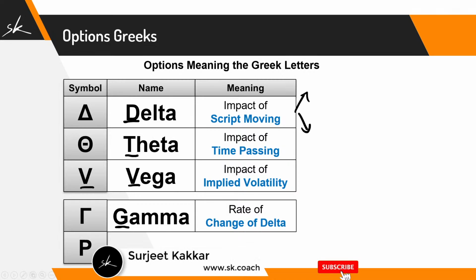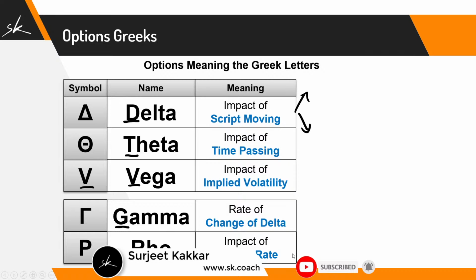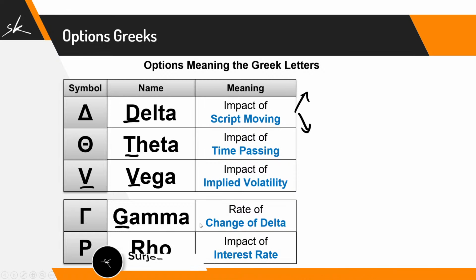And the last one is rho. The very first alphabet is R, so you can remember from interest rate that it is the impact of the change of interest rate. So as we move ahead, we'll also be covering gamma and rho. Today we will be covering Vega. We are already done with delta. We are already done with theta. Today we'll be starting with Vega.